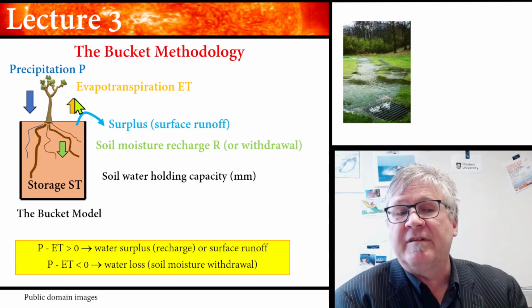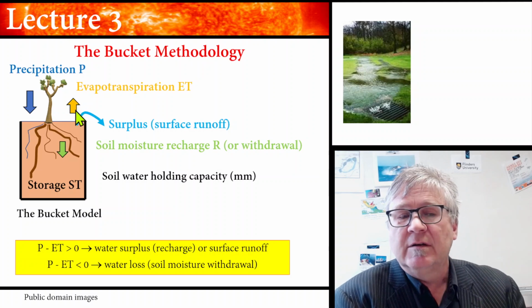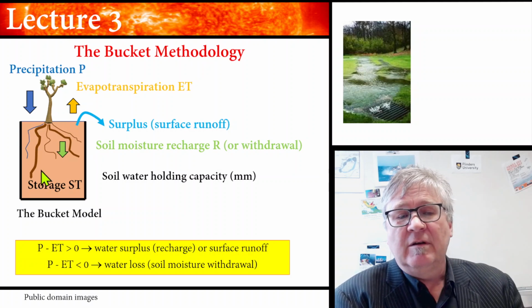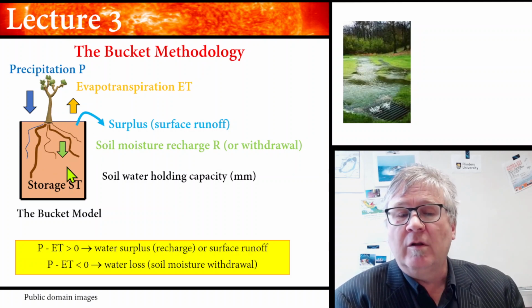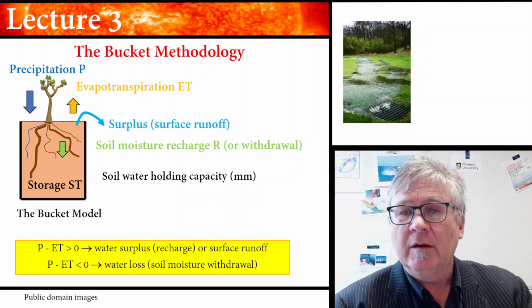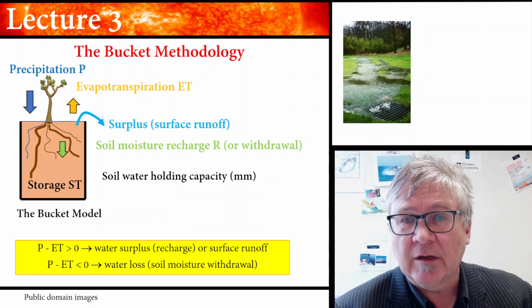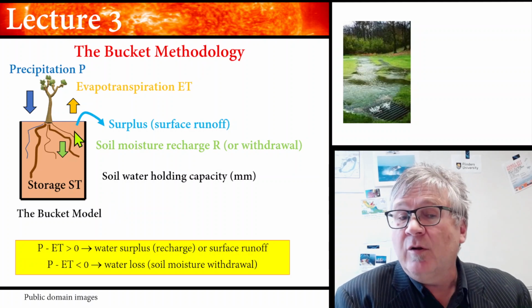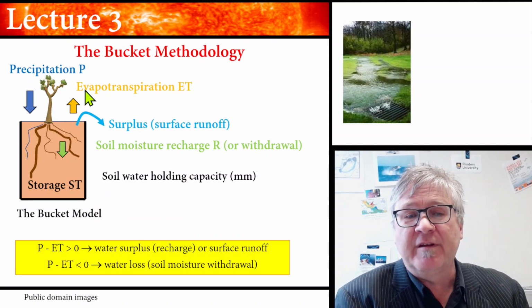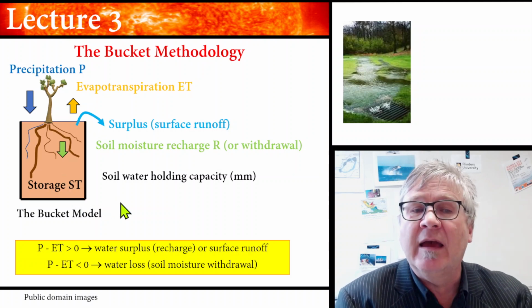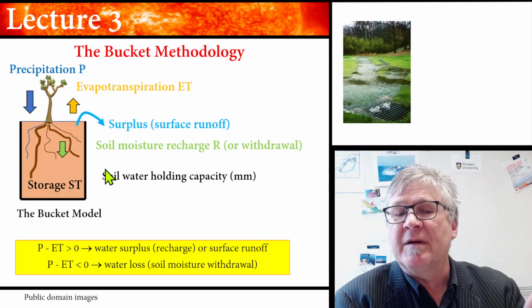If evapotranspiration exceeds precipitation, you have a water loss. This leads to a withdrawal of moisture from your soil, and eventually, if there's no more moisture left, to a total deficit. Absolutely dry conditions. It all depends, apart from precipitation and evapotranspiration, on your soil water holding capacity.